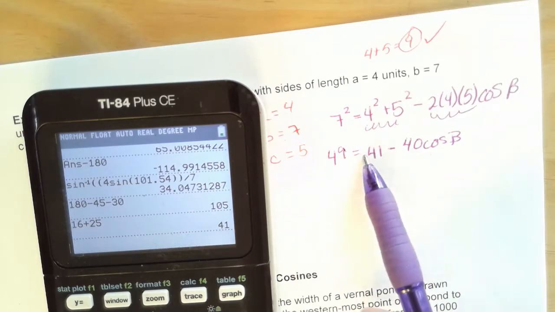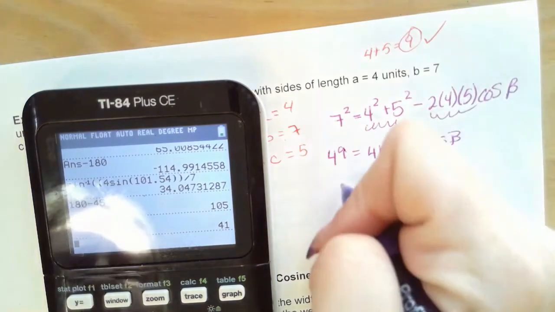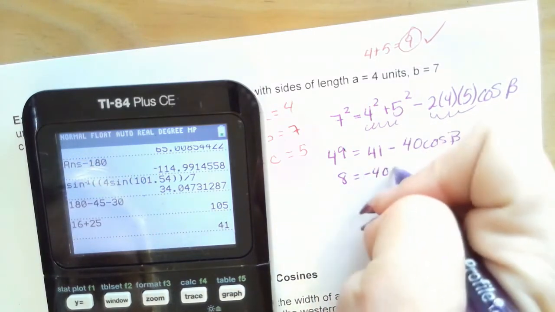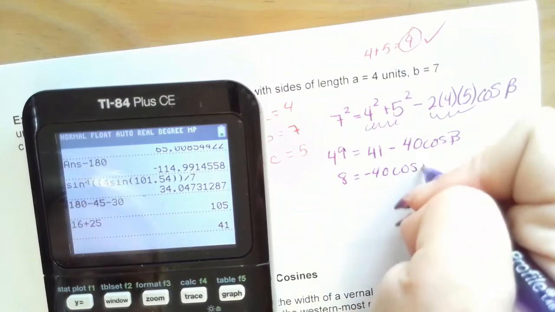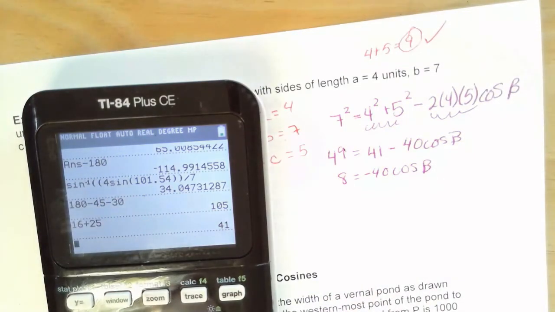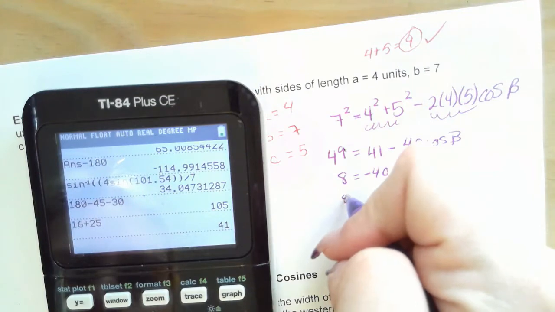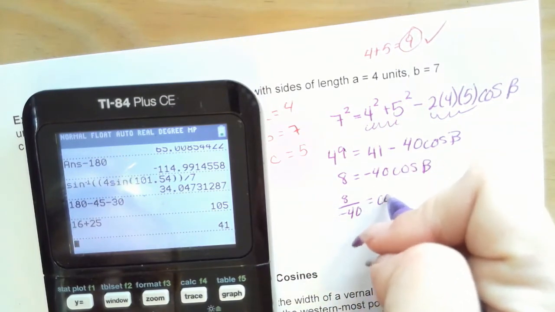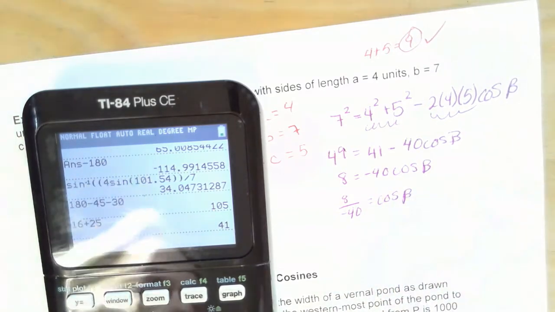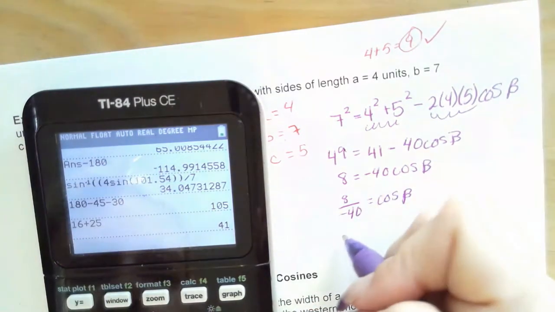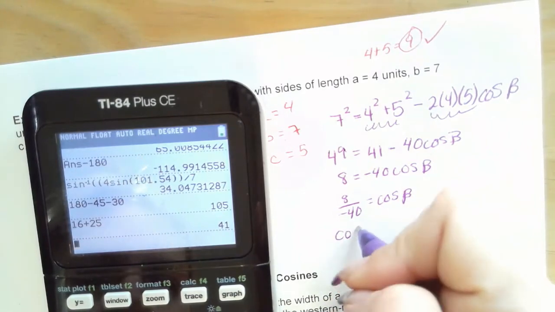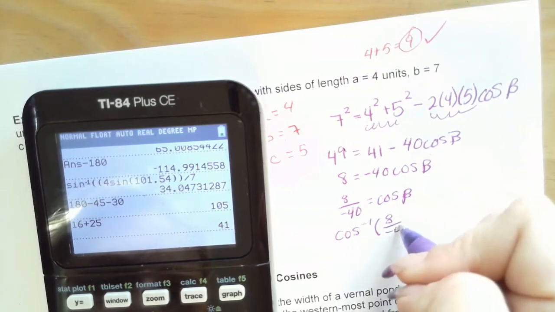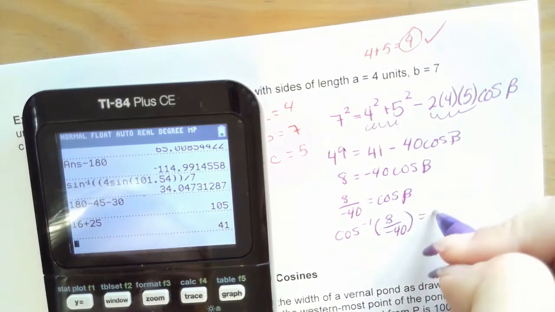How do you get rid of the 41? We subtract it from both sides, so we get 8 equals negative 40 cosine beta. How do you get rid of the negative 40? Well, we divide, so I have 8 over negative 40 equals cosine beta. And then how do you get rid of cosine? That's the inverse cosine, right? So, inverse cosine of 8 over negative 40 equals beta.